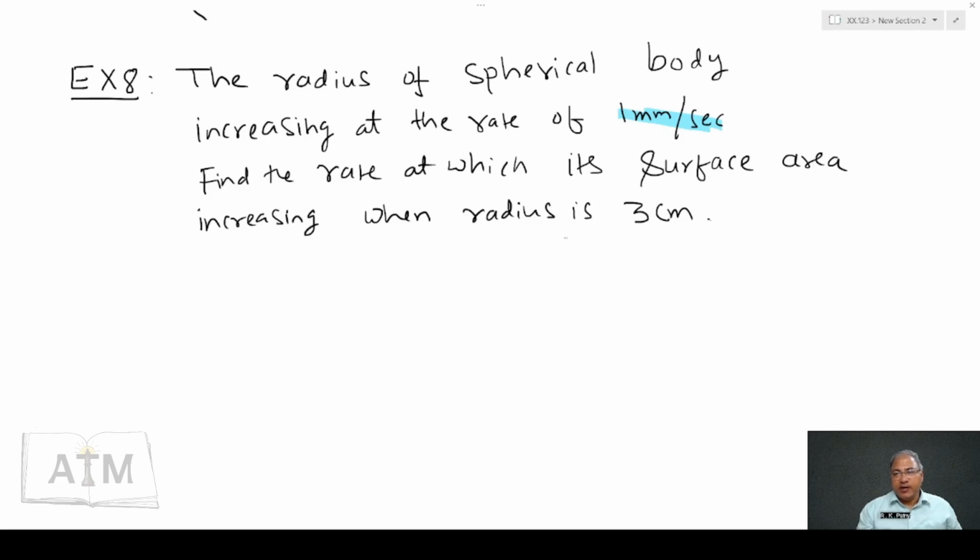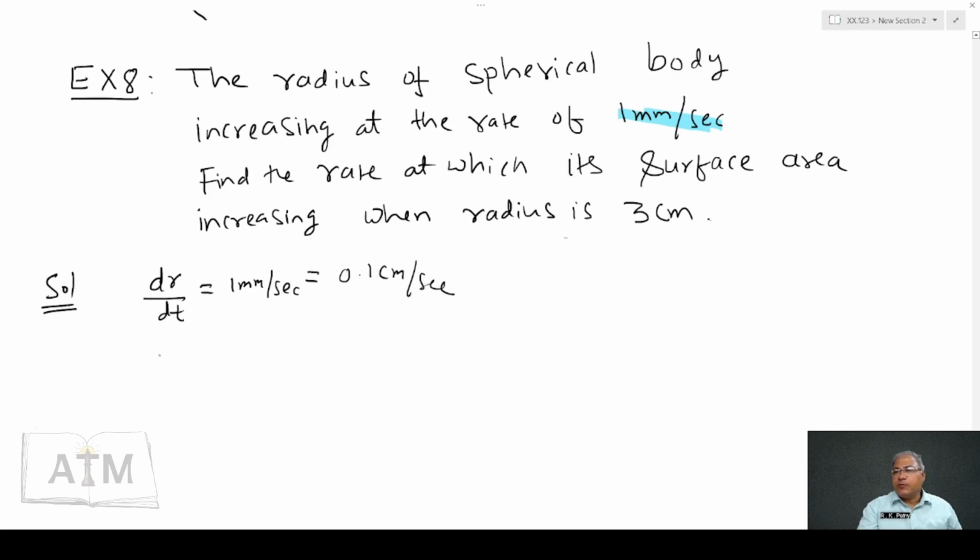The radius of a spherical body is increasing at the rate of 1 mm per second. Find the rate at which its surface area is increasing when the radius is 3 centimeters. Solution. Here the rate of change of radius, that is dr by dt, is given as 1 mm per second, that equals 0.1 centimeter per second.